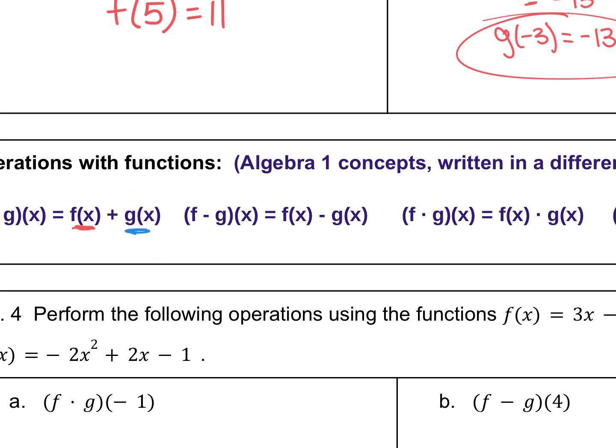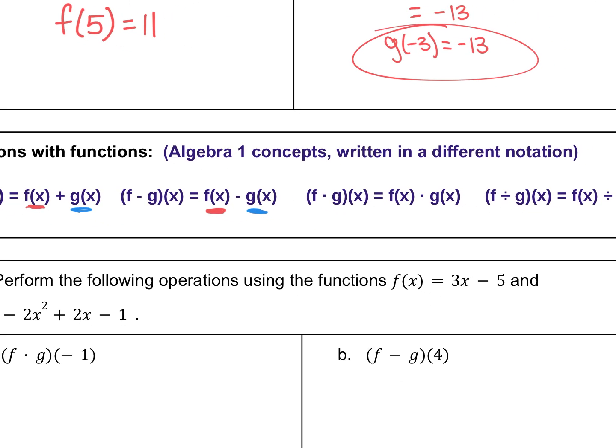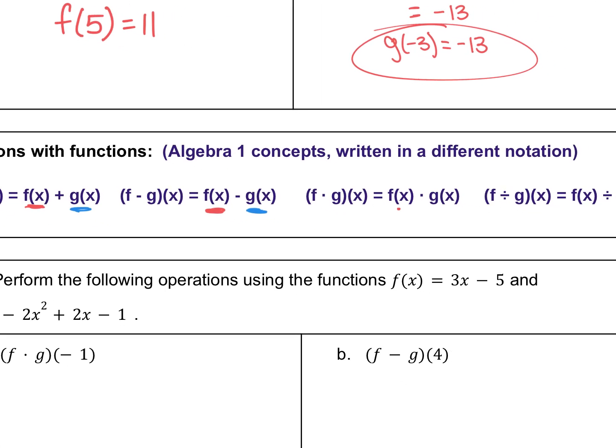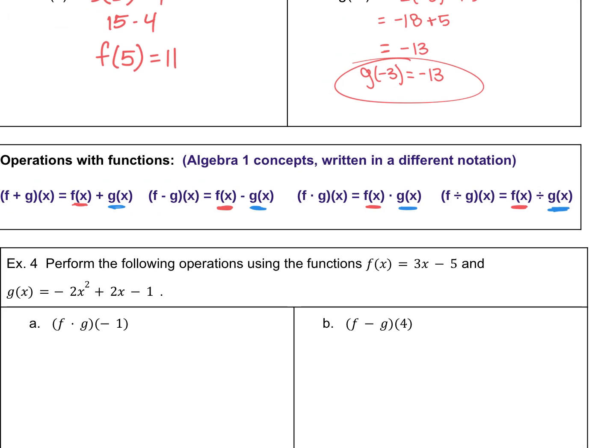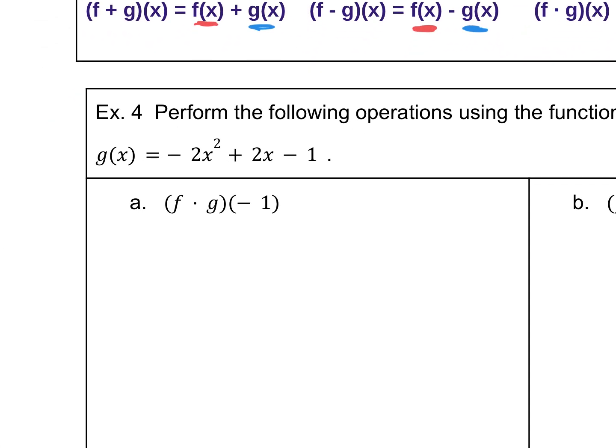Same thing with subtraction. It looks identical with a minus sign between. Same thing with multiplication. We see that closed dot. And same thing with division. We see the division symbol. Questions?